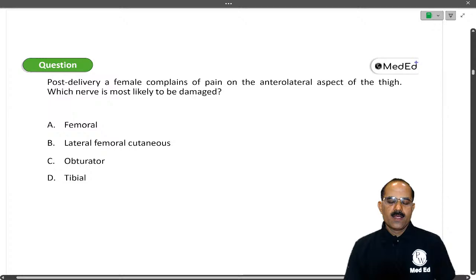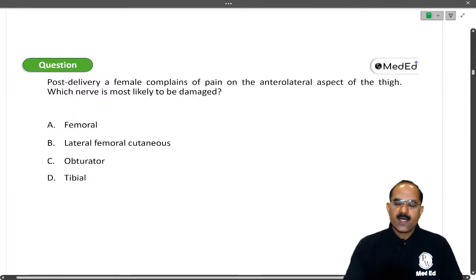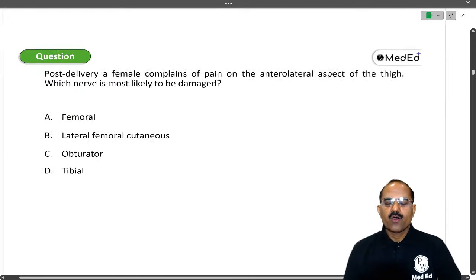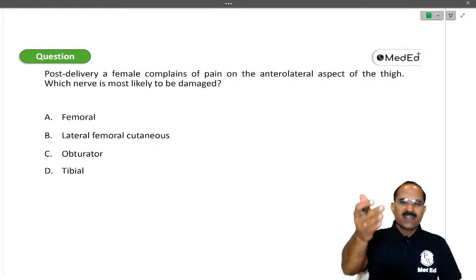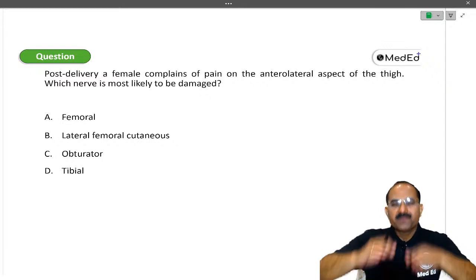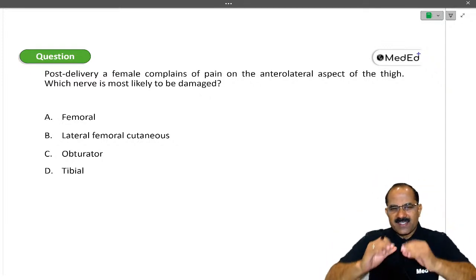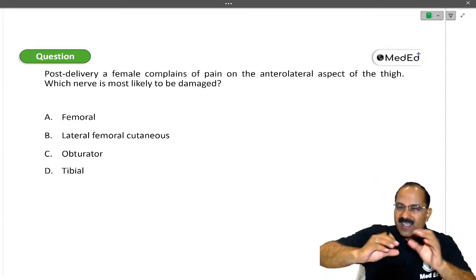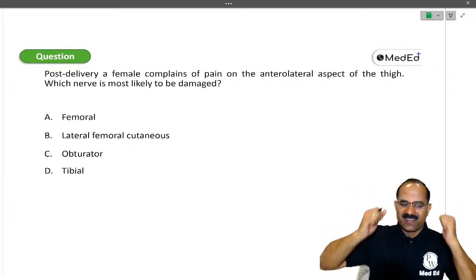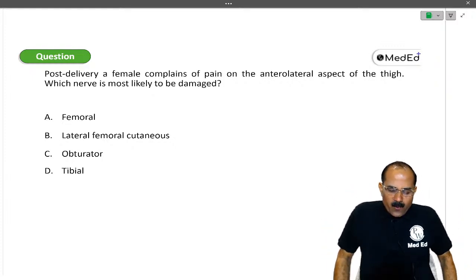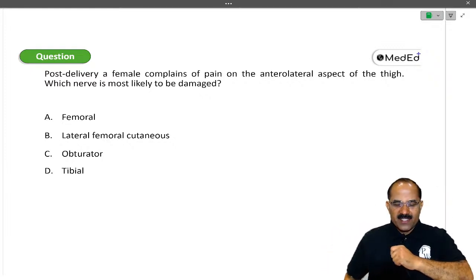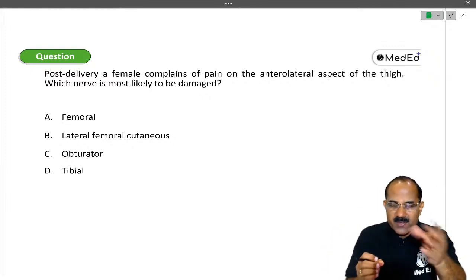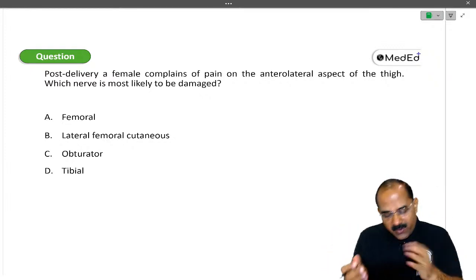Chalo. Post delivery, a patient complains of pain on the anterolateral aspect of the thigh. Which nerve is most likely damaged? See, even if you do not know the answer, look at the options, children. One of the options is indicative of the answer. There is an option that is very specific, and that is the answer. Sometimes the answer is there in the options only. Even if sometimes you don't know, you can answer that.